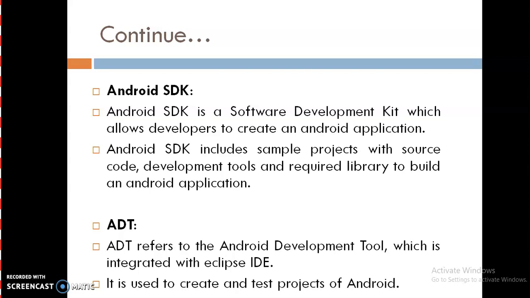Now first, what is Android SDK? Android SDK is a software development kit which allows developers to create Android applications. It includes sample projects with source code, development tools, and required libraries to build an Android application. ADT refers to the Android Development Tools, which is integrated with the Eclipse IDE, an integrated development environment. It is used to create and test Android projects.